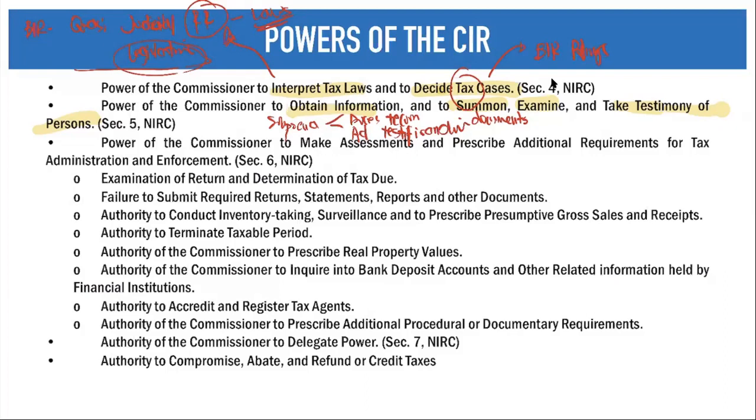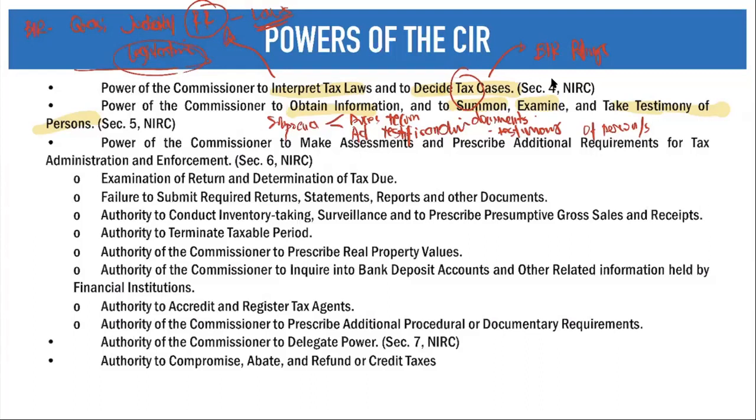Subpoena ad testificandum, this is now your testimony. So, take testimony of person or persons. We have ad testificandum. So again, the power to summon, examine, and take testimony of persons is concomitant with obtaining information, wherein the CIR can subpoena persons or taxpayers to determine the correctness of their tax returns, to determine the real tax liability, and whether their tax return is properly filed and the amount was properly paid.